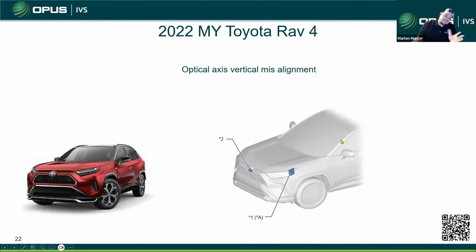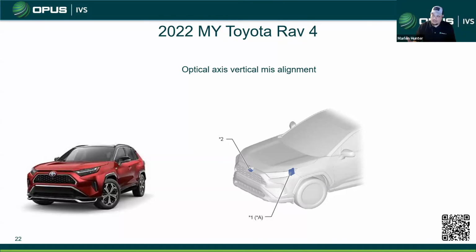And this one's another one that's somewhat obvious. I just wanted to touch on it a little bit. This is a local shop I was helping. They had a 22 or 23 RAV4, and they were really beating their heads against it. It had gone between a body shop, another shop, and made its way back to them. It kept setting an optical axis vertical misalignment, pretty much saying that the radar was pointing at the sky.